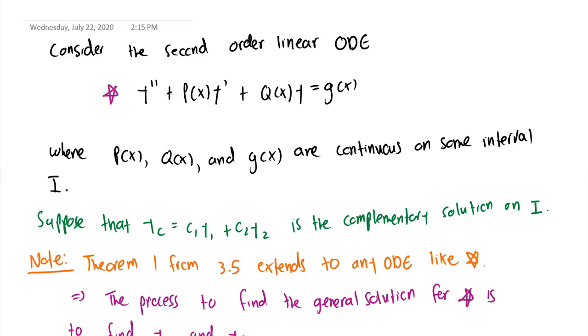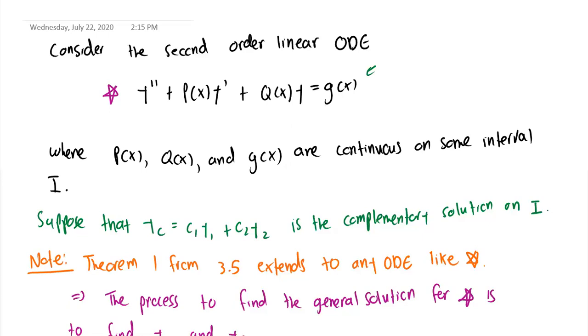Now, there is something I need to note here. Theorem 1 from section 3.5, remember, that's the theorem saying that in order to find the general solution in the non-homogeneous case, you find the complementary solution and a particular solution and add them. That theorem, even though I stated it in the form in which our second order ODE had constant coefficients, actually works even if the coefficients are not constant. That's what I'm saying in this note here in orange. Theorem 1 extends to any ODE that looks like star. Any second order ODE, as long as it's linear, doesn't have to have constant coefficients, meaning that in order to find the general solution, it's still the same process.